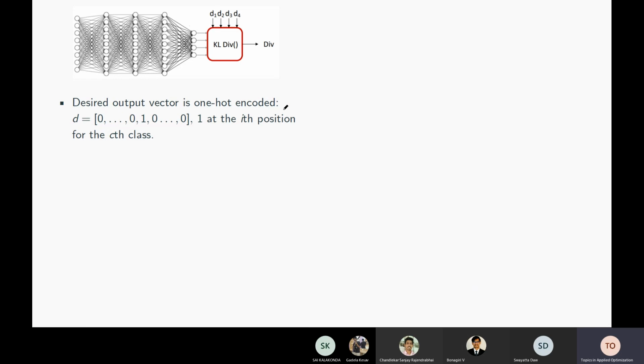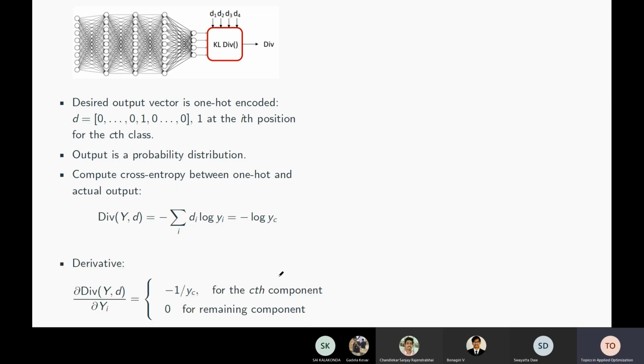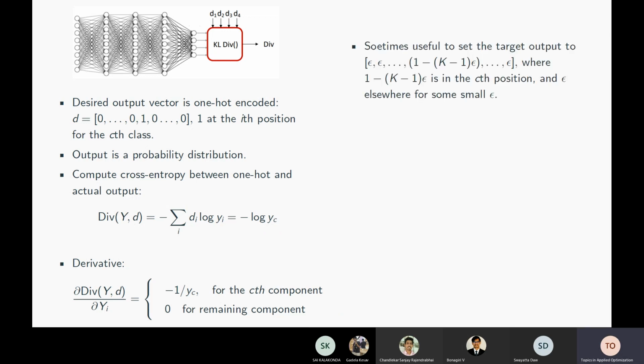In some cases, the desired output can be one-hot encoded, so that the ith position will denote some class. The output in this case will be a probability distribution. So we can compute the cross entropy between the one-hot vector and the actual output using this kind of loss function. The derivative will be like this, because this is just the log of this. For the cth component, the derivative will be given by minus 1 by yc.